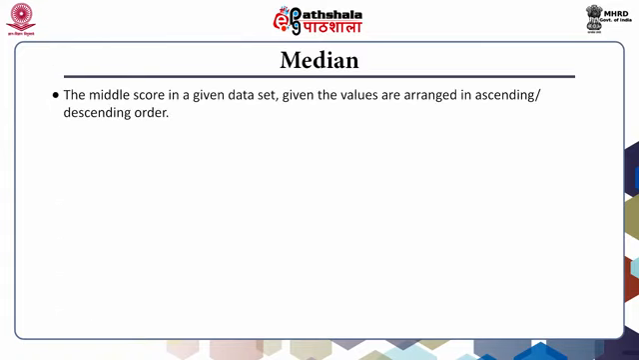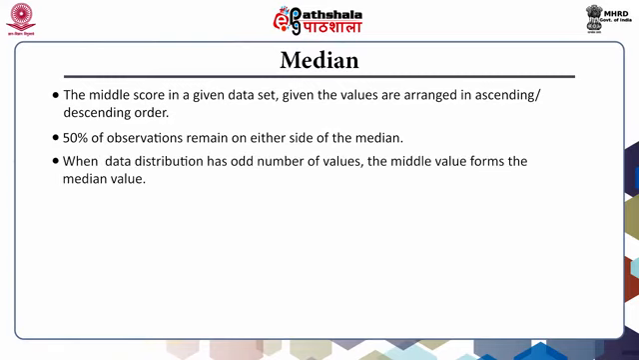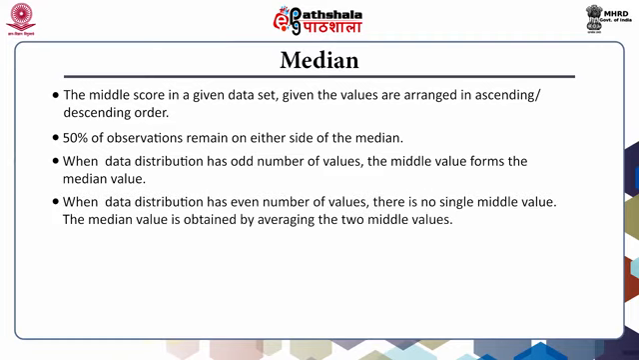Median. The middle score in a given data set, given the values are arranged in ascending or descending order, gives the median. 50% of observations remain on either side of the median. When a data distribution has odd number of values, the middle value forms the median value. When a data distribution has even number of values, there is no single middle value. There are in fact two middle values. In this case, the median value is obtained by averaging the two middle values.